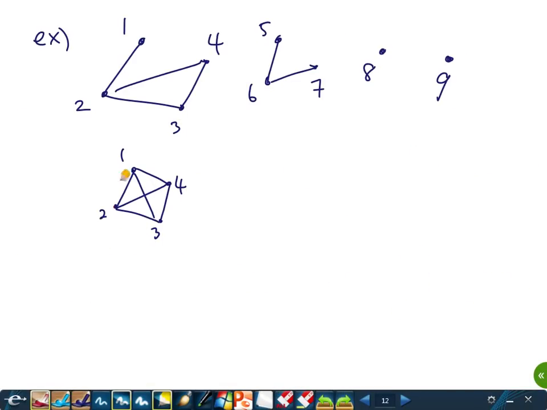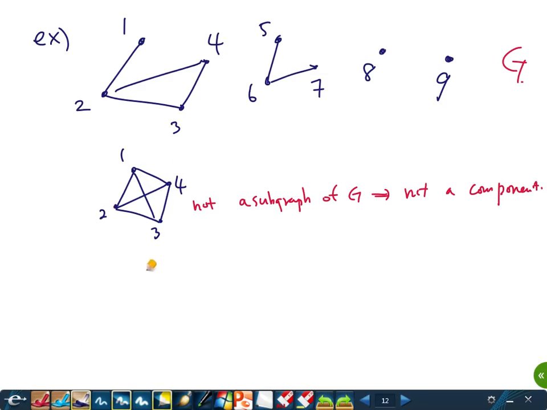Is this a subgraph of this graph? What is a subgraph? You have only vertices and edges from this graph. You cannot create a new vertex or new edge. This is not an edge of this graph. This is not a subgraph. So this is not a component. So the component containing 1 is this. This is a component.